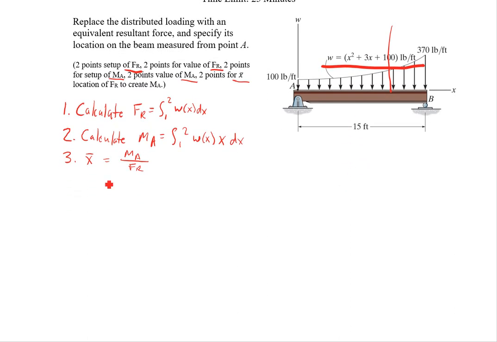So let's start. So we have our resultant force, our distributed load here is this x squared plus 3x plus 100. So FR, we have x squared plus 3x plus 100. Integrate with respect to x, and our limits of integration are going to be from 0, where this is 100. So when x is 0, we get 100, so that's right here where this w is, to 15.